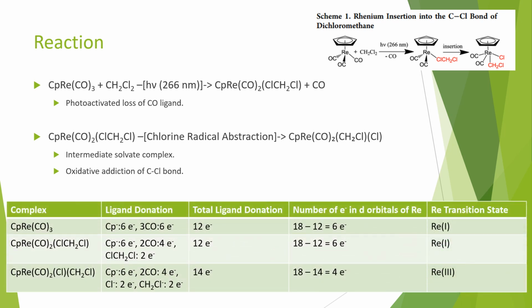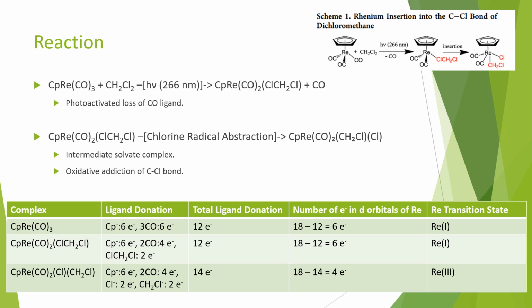So, as for oxidation states, the oxidation state of the rhenium remains constant at +1 during the first step. However, in the second part of the reaction, it changes from +1 to +3. This is because in the intermediate complex, the dichloromethane ligand is neutral, and so it only donates 2 electrons to the metal center. However, once the radical mechanism has been performed on the intermediate, both the chlorine and the chloromethyl anions give 2 electrons, totaling 4 electrons given.